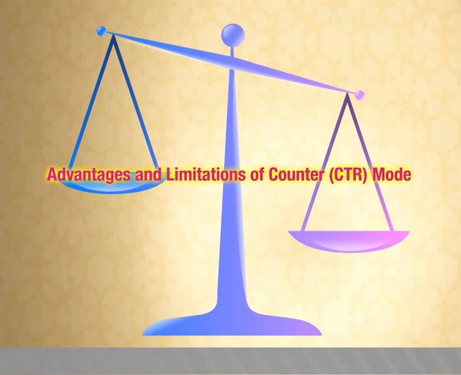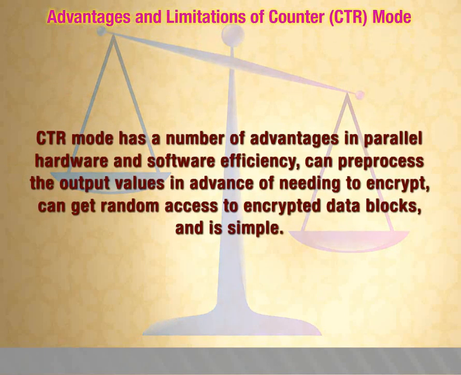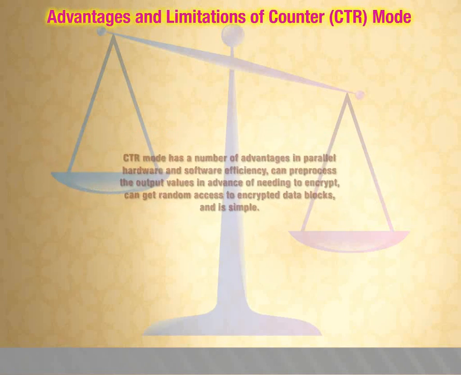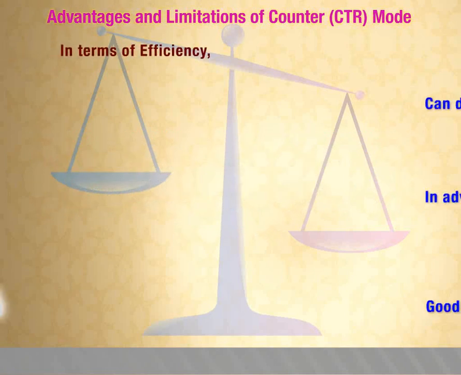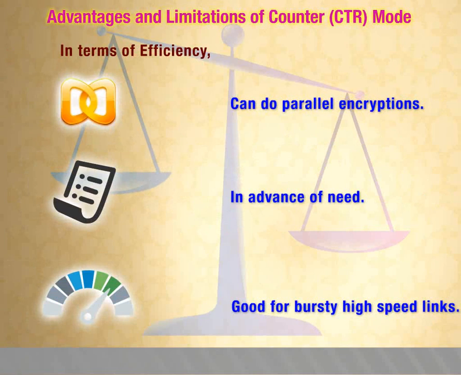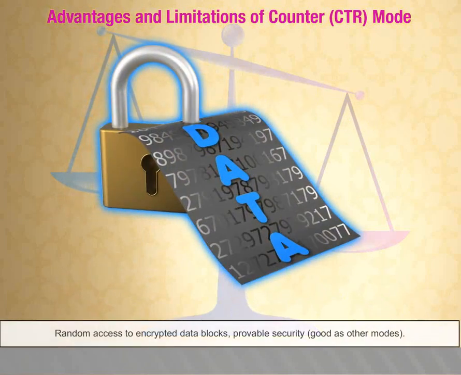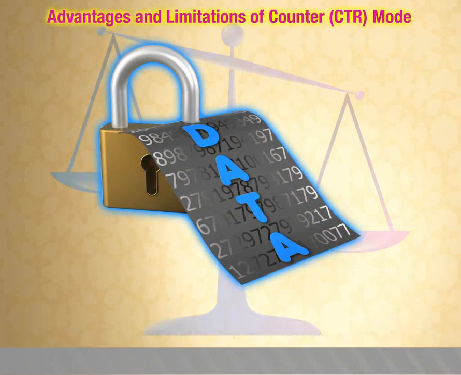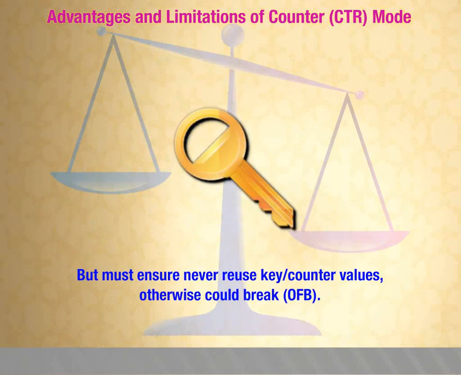Advantages and limitations of counter, that is CTR mode. CTR mode has a number of advantages in parallel hardware and software efficiency: can pre-process the output values in advance of needing to encrypt, can get random access to encrypted data blocks, and is simple. In terms of efficiency, can do parallel encryptions in advance of need, good for bursty high-speed links, random access to encrypted data blocks, provable security, as good as other modes. But must ensure never to reuse key or counter values, otherwise it could be broken.